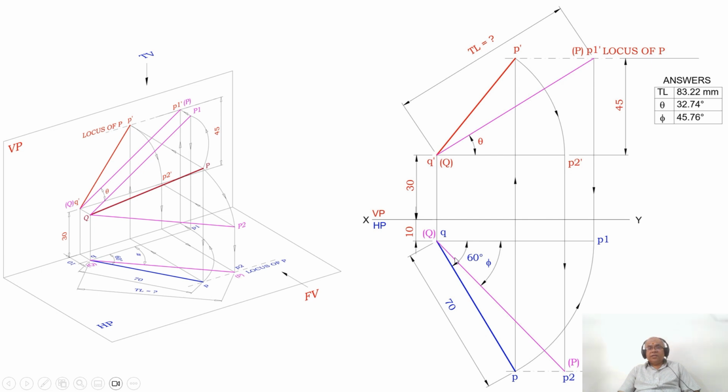Similarly, I want to know here, this is the true length in the horizontal plane, that is the top view. Its front view line, P dash Q dash, is parallel to HP, that is Q dash P2 dash. And projected, you are going to get P2, join Q P2, so you are going to get the true length in the horizontal plane. So this is how, since it is satisfying all the conditions, my problem is right.